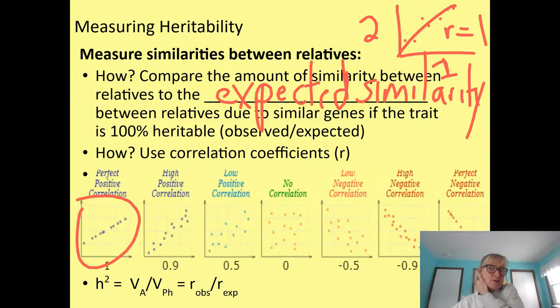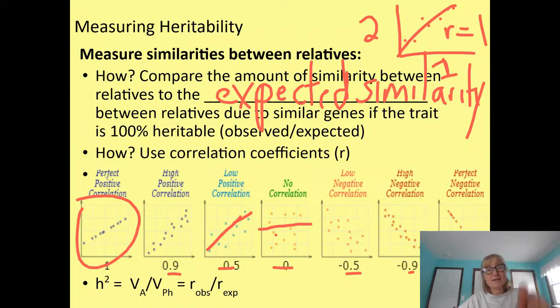If it's less than 100% heritable, we might not get a perfect correlation. And you can see different correlation values, different R values here. You can see there's more and more scatter. With a correlation of 0, we have basically dots everywhere. With a low positive correlation, you get a value of maybe 0.5 or 0.4, something like that.